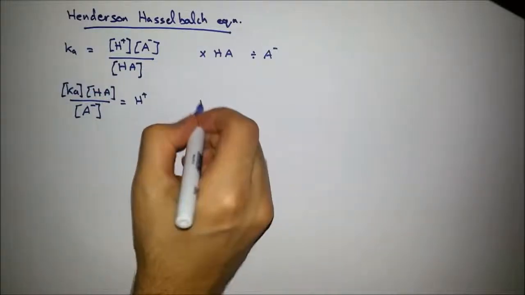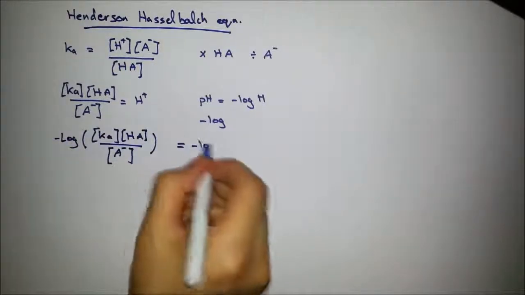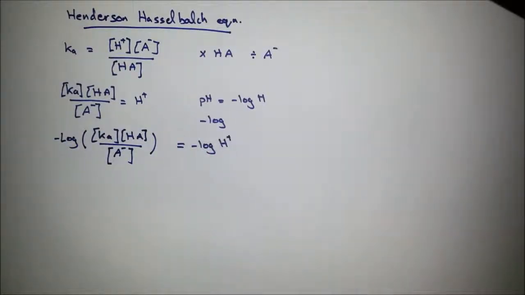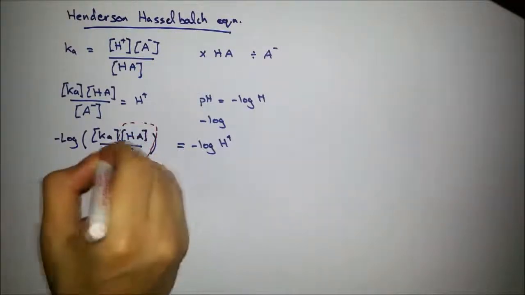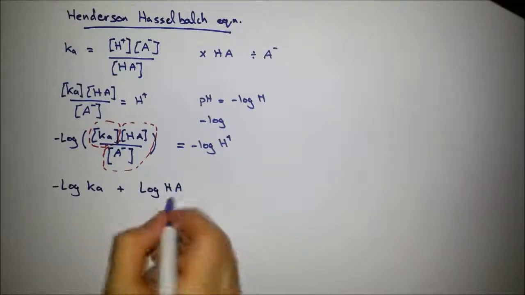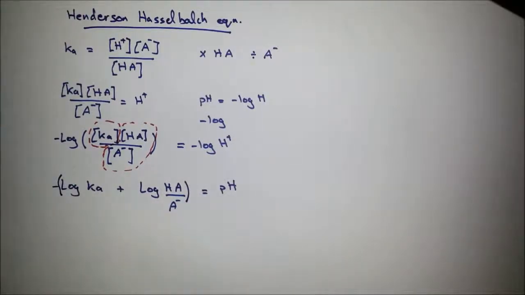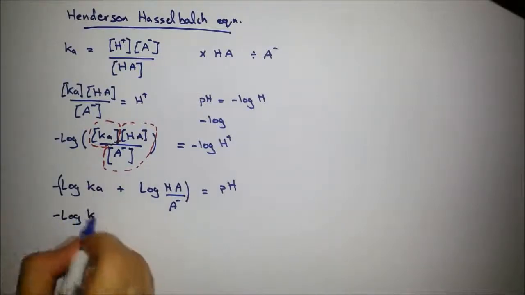You know that pH is the negative log of H, so we'll apply the negative log on both sides. According to the log rules previously discussed, you should notice that this term is multiplied by that one, so we can simply separate them and insert a plus sign between the log of each one. Sorry, I missed the brackets. Now we'll open the brackets.